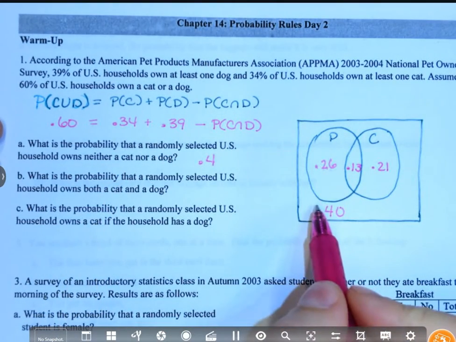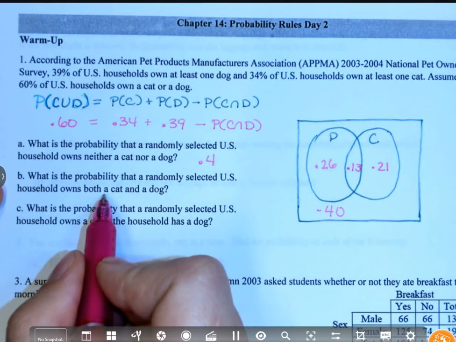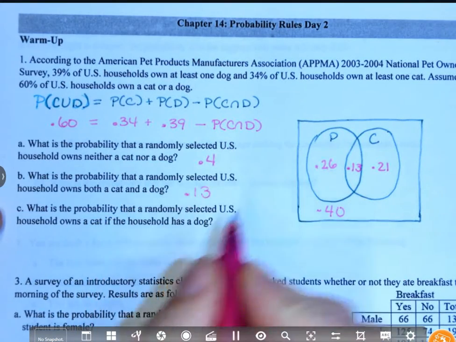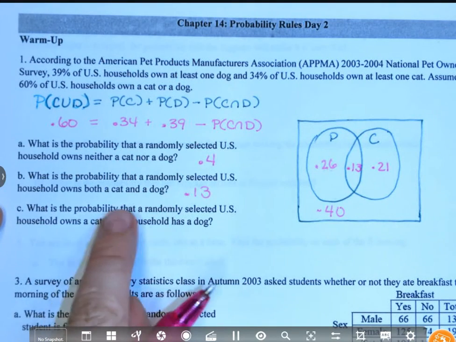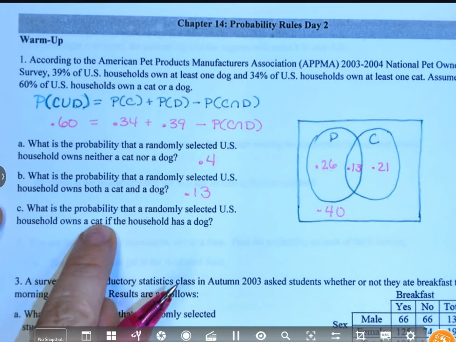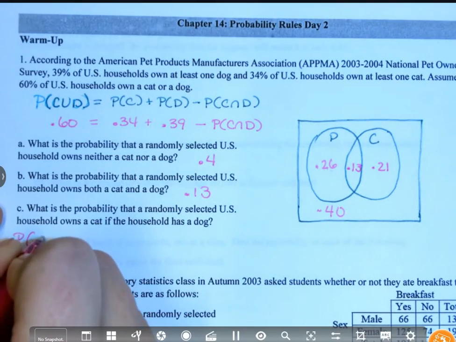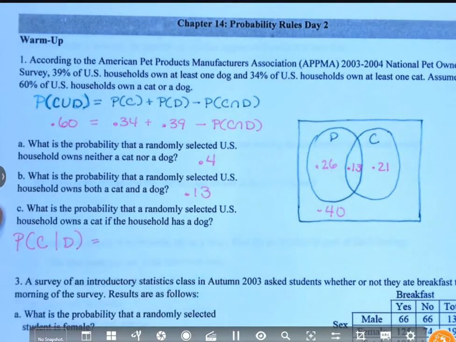You can do this here. I just wanted to make sure I wasn't forgetting. What's the probability that we own both a cat and a dog? Now for this one, again, we're going to go back to some of our formal definitions. It says, what is the probability a randomly selected U.S. household owns a cat if we have a dog? That's the probability of cat given dog. How do I work that out?